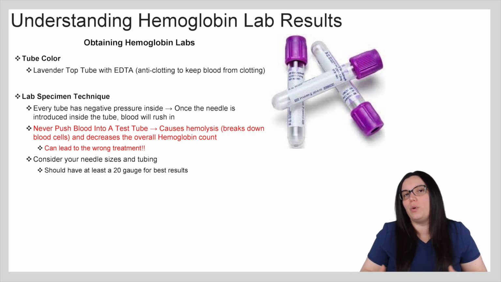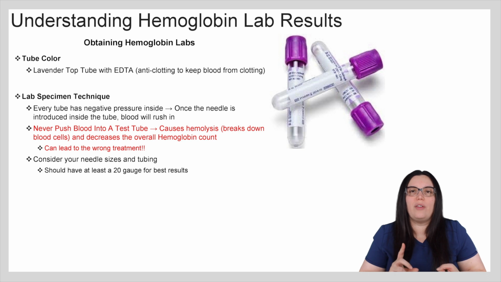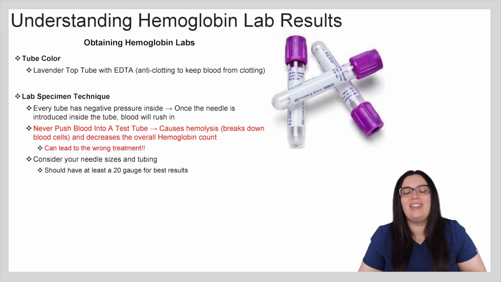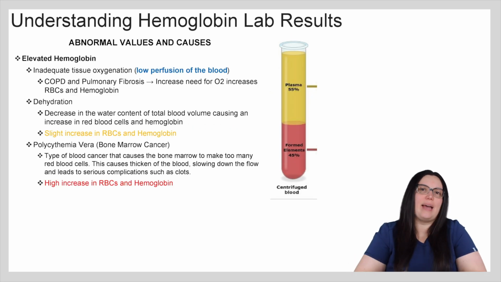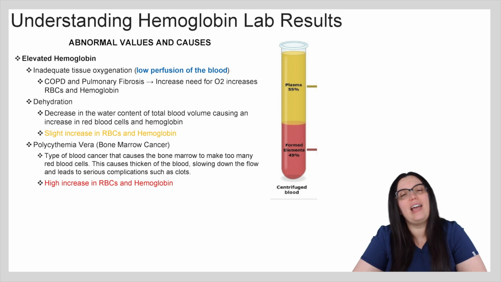Some things that are important to note is you want to make sure that you have the appropriate needle size as well as tubing. So you should have at least at a minimum a 20 gauge needle for best results against the breakdown of these blood cells.